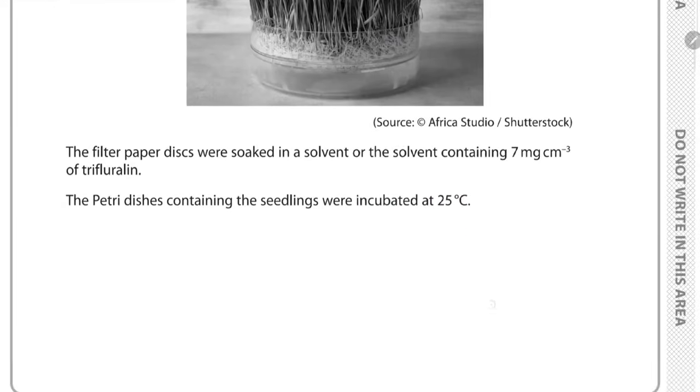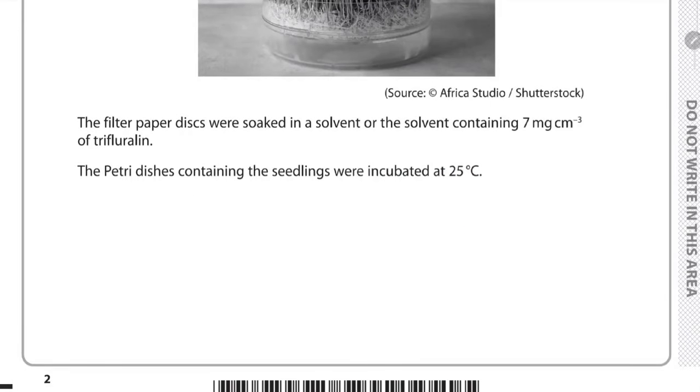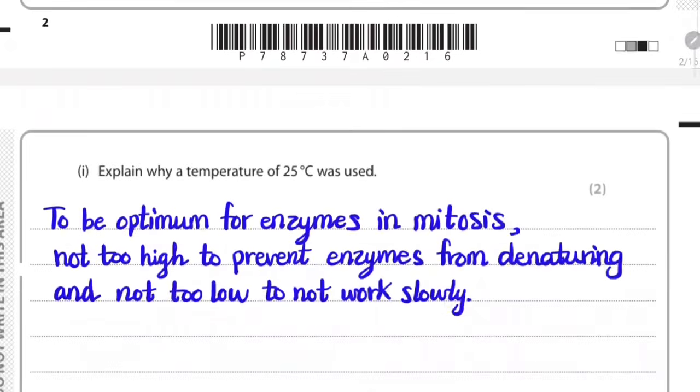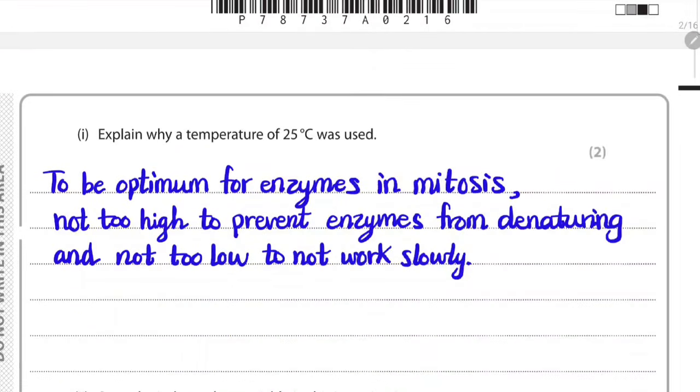For the first question, we're going to get asked why these Petri dishes containing seedlings were incubated at 25 degrees Celsius, or why have we actually used 25 degrees Celsius? Whenever we get asked a question about why this temperature was used, this is definitely to be optimum for the enzymes in this investigation. For the enzymes in mitosis, I need it to be 25 for a reason. I don't want it to be higher than that, because if it was higher, the enzymes will denature. It's not too high, to prevent enzymes from denaturing.